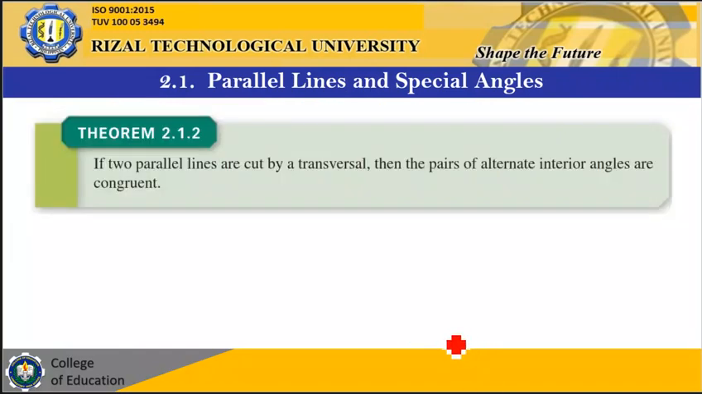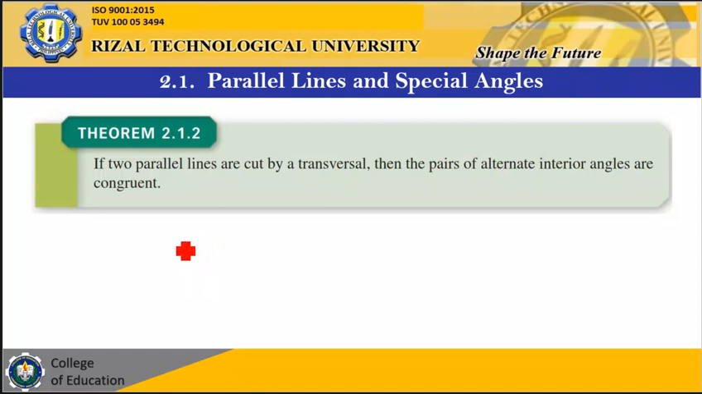Okay, now we're going to use those concepts, particularly the postulate that we had in the previous video, to prove these theorems on parallel lines and special angles. So the first theorem that we have to bear in mind is that if two parallel lines are cut by a transversal, then the pairs of alternate interior angles are congruent. We're going to prove that using the corresponding angles postulate.